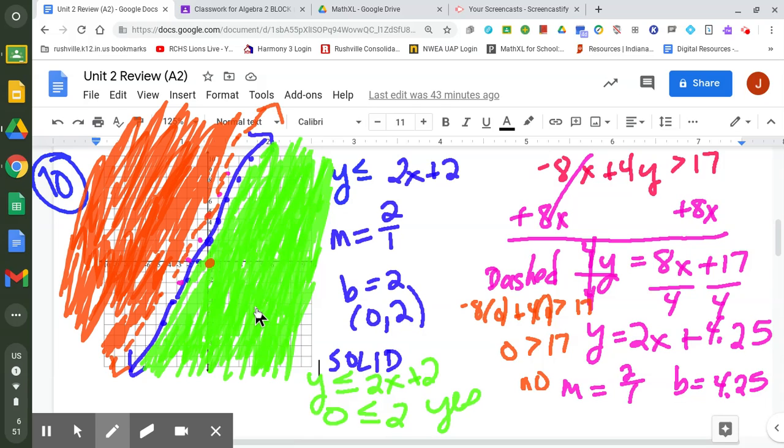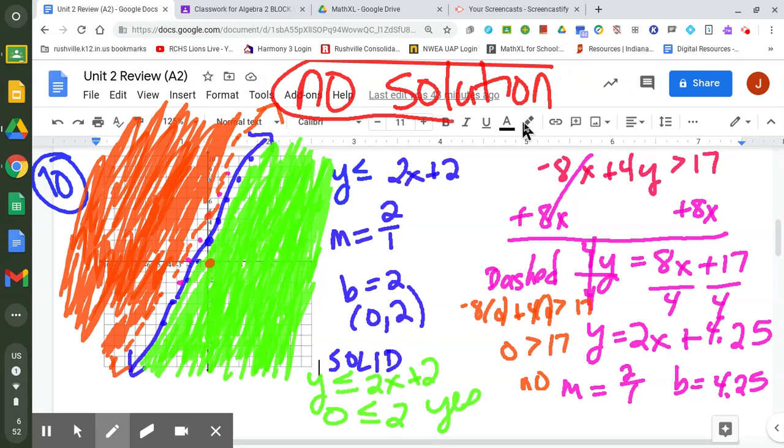So the double shading is where the solution would be. But as you can see, all the green is over here, all the orange is over here. In the middle is that blank. So this actually ends up being, I'm trying to decide where to put it. This ends up being no solution because there is no double shading. There's just shading on one side and shading on the other. So that ends up being a no solution. And sometimes that does happen.